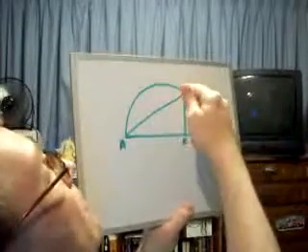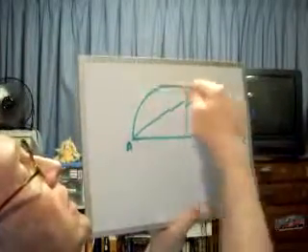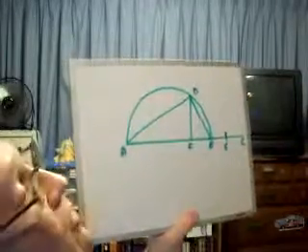Therefore, the square on AD is also incommensurable with the square on DB. So we made a square out of this line, we made a square out of this line. The areas in those two squares are incommensurable.